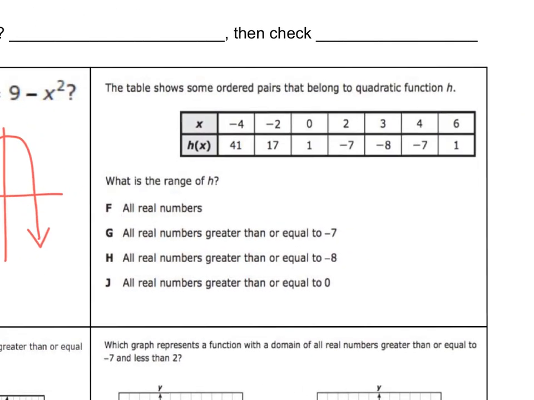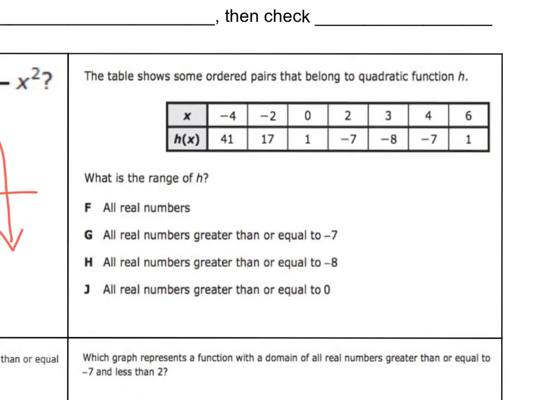On our next one, it says, the table shows some ordered pairs that belong to this function. What is the range? Now remember, range means y, so we're only looking at these y values. You notice that they're going down, down, down, down, down, and then they start going back up again at this point. So we have this center point right here, the vertex, and that is where we can find our range.